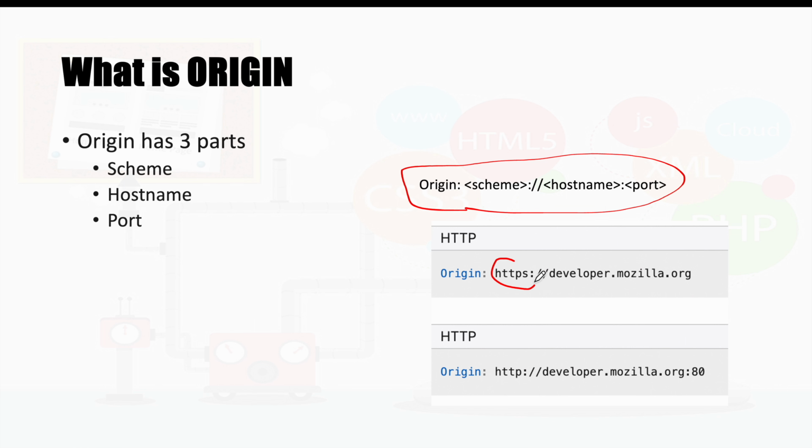Scheme here is HTTPS, or HTTP, and then you have the host name. If there is no port mentioned, by default it is port number 80. Otherwise, you can also specify the port number by indicating it after a colon.